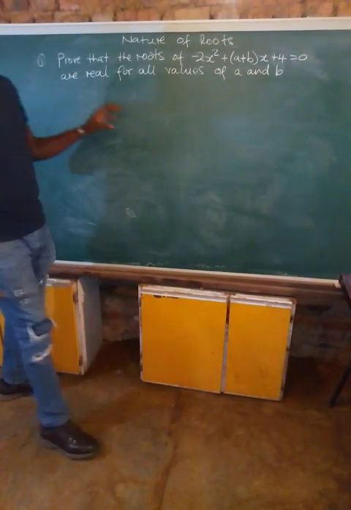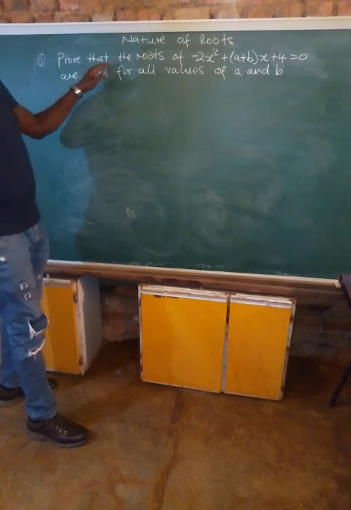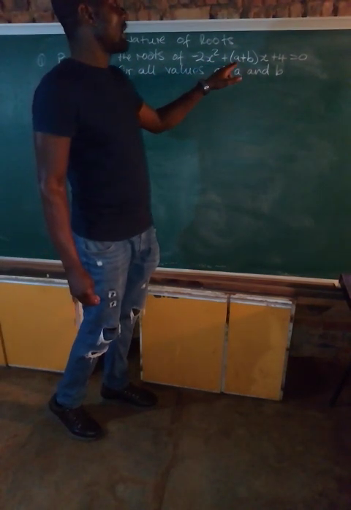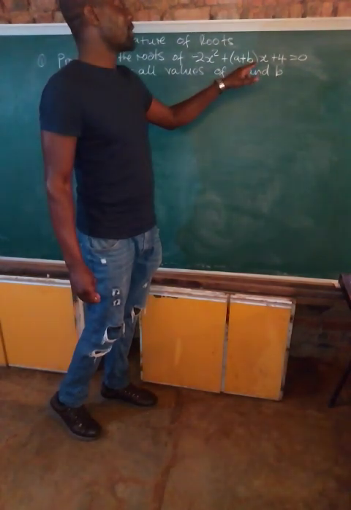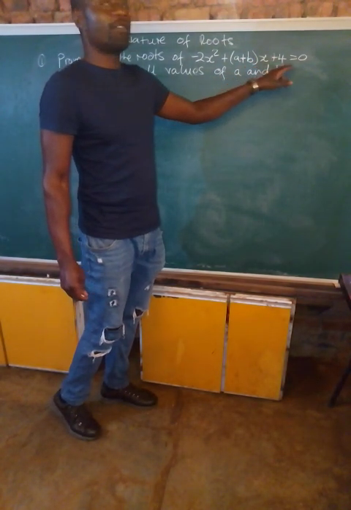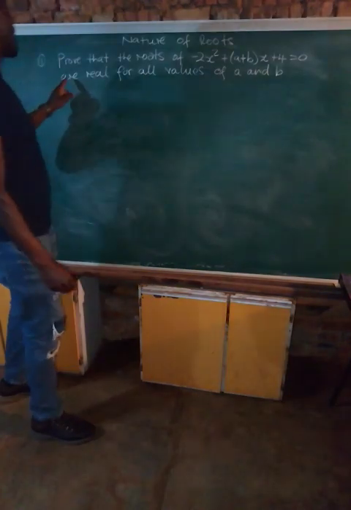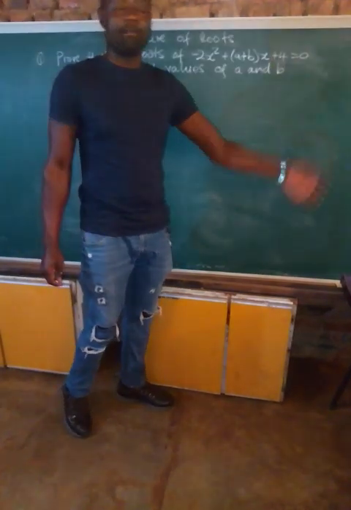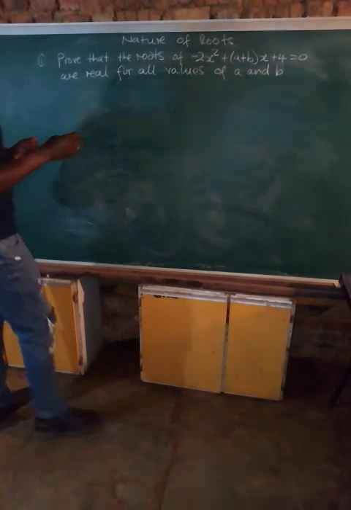We have another question here again. Prove that the roots of -2x² + (a + b)x + 4 = 0 are real for all values of a and b. So what do we want to do first?